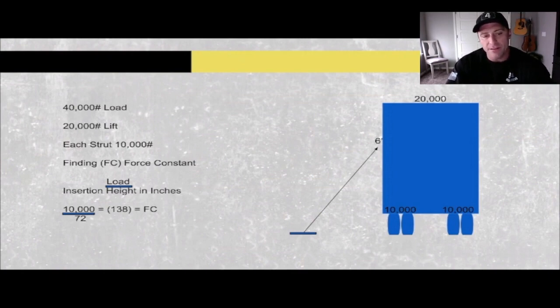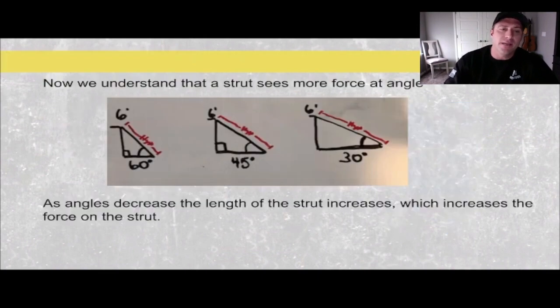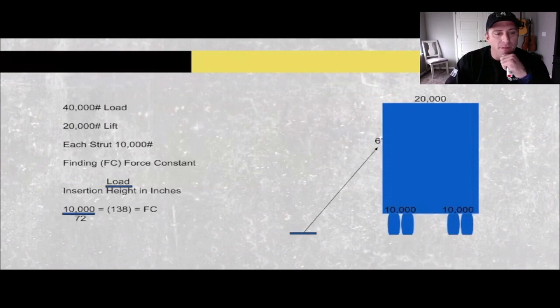So now I have 138 pounds as a force constant per inch. Now this is in a vertical load. So when we go back, we start looking, okay, as I put it at an angle, my hypotenuse gets longer. Therefore, my load has to become more. If I'm adding 138 pounds per inch into my strut, then my strut is going to start seeing more load the longer it gets at an angle.